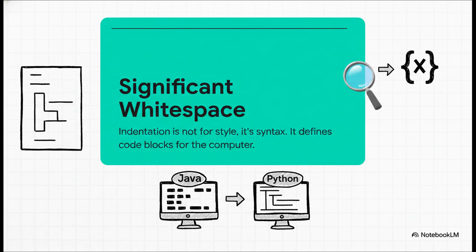You know, in Java, indentation is for us, for humans. It makes the code easier to read. But in Python, that indentation is for the computer. It's a non-negotiable part of the syntax that tells the interpreter how your program is structured.